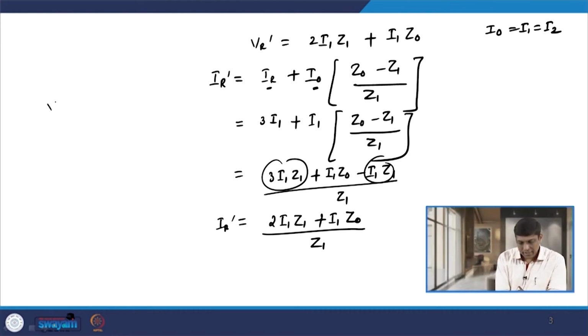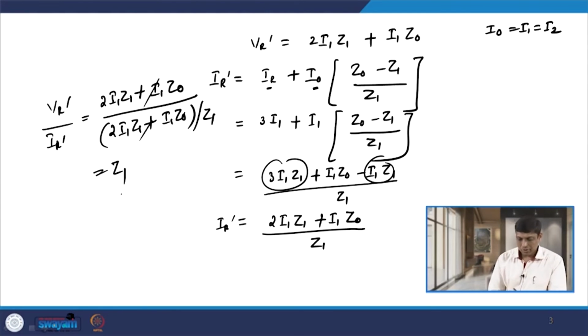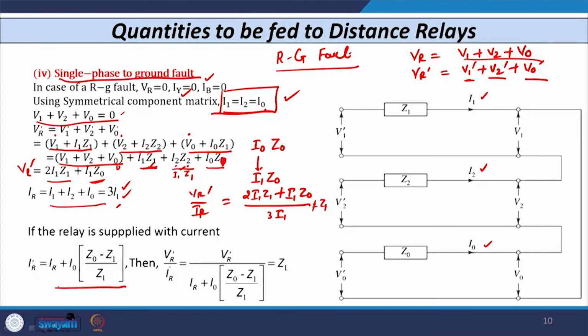So, if I take the ratio of VR dash by IR dash, VR dash is 2 I1 Z1 plus I1 Z0 and IR dash is equal to 2 I1 Z1 plus I1 Z0 divided by Z1. So, then we will have the value Z1. So, if I give this quantity to the relay, then the relay will measure the correct value of impedance.